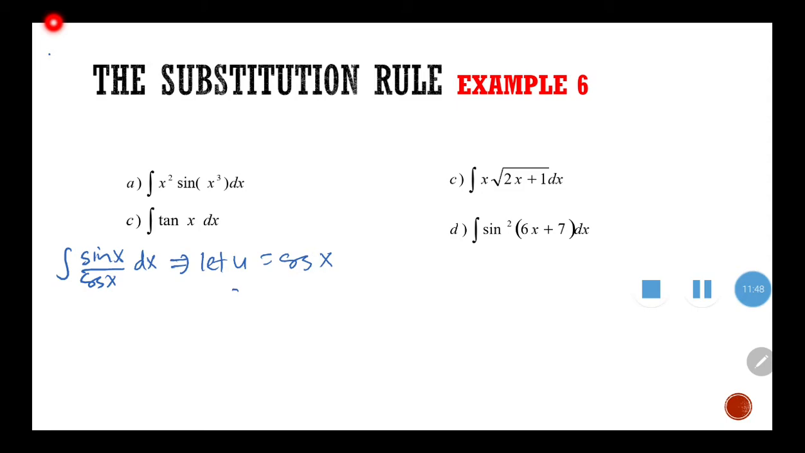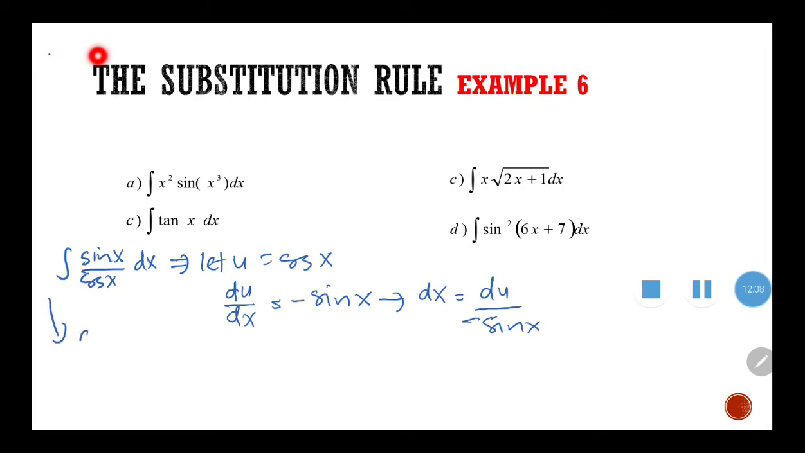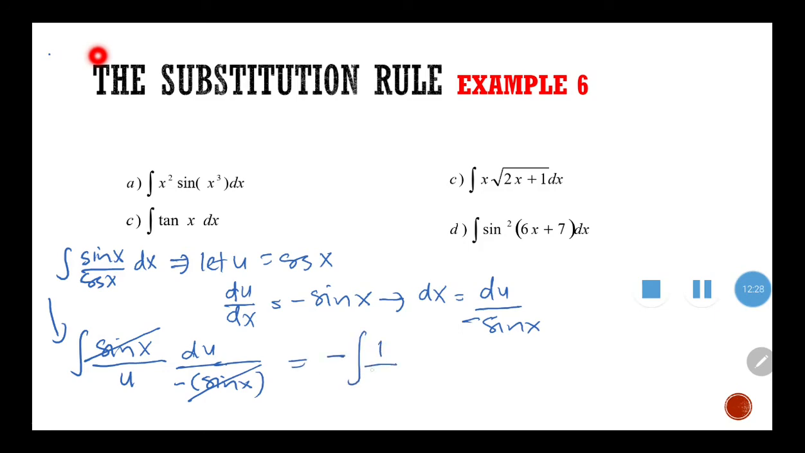So here du over dx is equal to negative sin x. Then dari sini we have dx is equal to du over negative sin x. Is it going to solve the problem? We have sin x, cos x is u, over u, then dx is equal to du over negative sin x. See? Alright, so nampak tak kat sini? We can cancel sin x and sin x. So here we have negative 1 over u du.